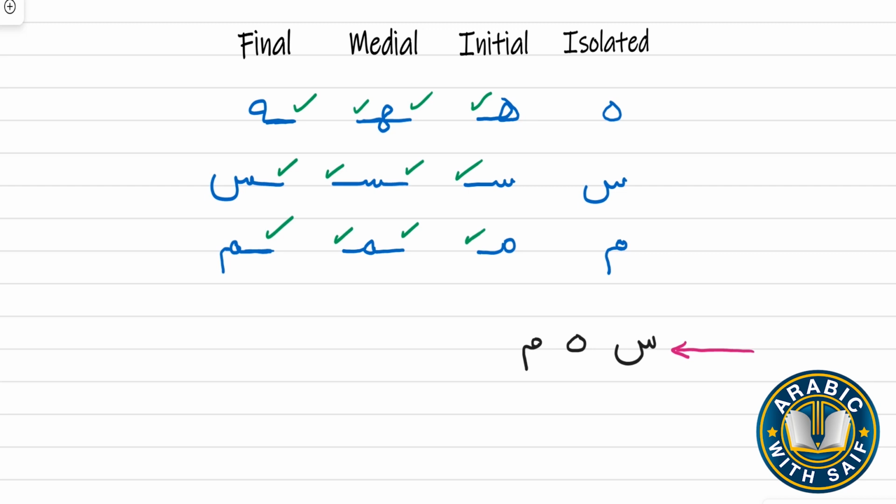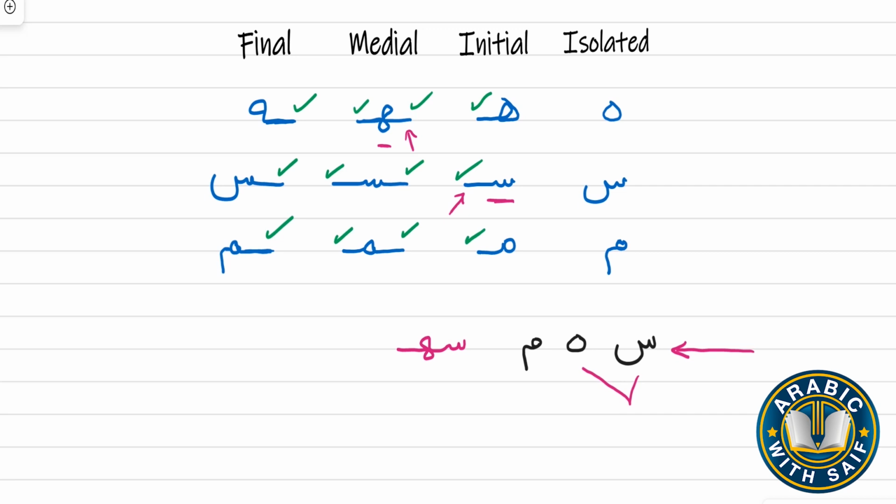First, we will check the relation between sin and ha. If sin is in the beginning of a word, it can connect to any letter after. And if ha is in the middle, it can connect to any letter before. So both can be connected.